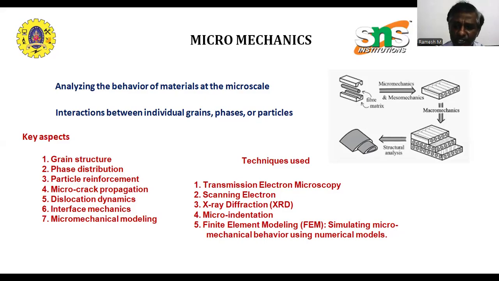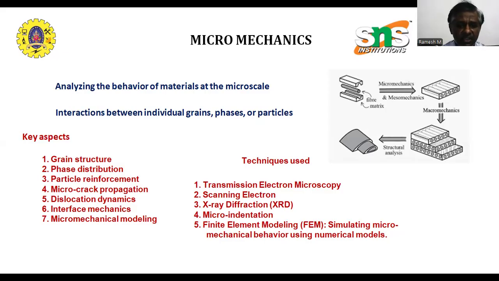Then micro crack propagation, that is crack initiation and growth in composite materials. Crack-microstructure interactions, that is crack and grain boundary interactions, crack shielding and bridging mechanisms. And in dislocation dynamics, the things to be studied are dislocation types: edge, screw, and mixed type, dislocation mobility and interactions, and dislocation and grain boundary interaction.